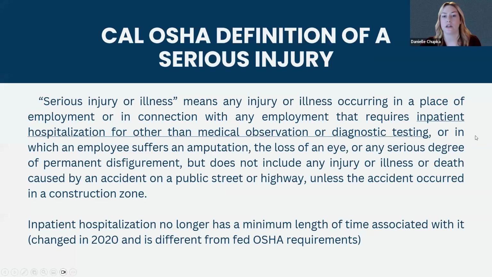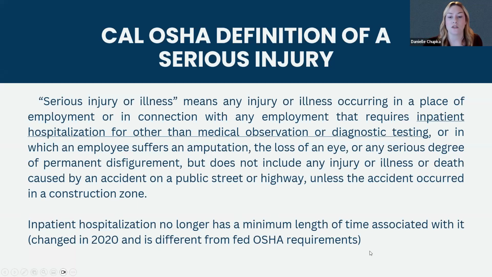So, serious injury or illness means any injury or illness occurring within your employment or in connection with employment that requires inpatient hospitalization for other than medical observation or diagnostic testing. It also applies when somebody has an amputation, a loss of an eye, a serious degree of permanent disfigurement. It does not include anything that happens on a public street or highway unless it was in a construction zone.